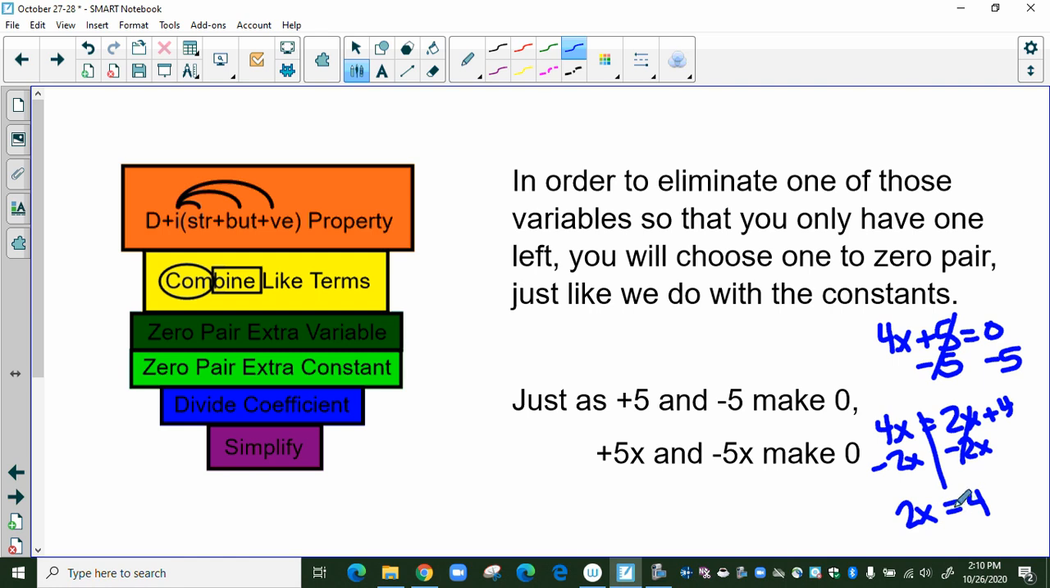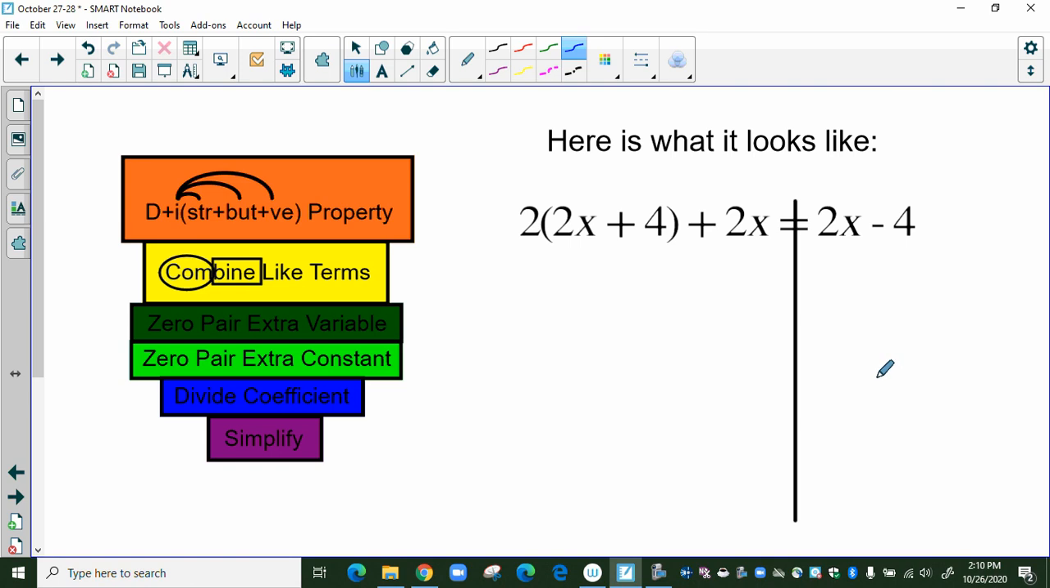I'm going to show you a bunch of examples of how to do this. It's really quite simple once you figure it out. So here's what it looks like. We're going to go through our steps like normal. I'm going to do my distributive property, which is right here. Remember, you look for the parentheses. 2 times 2x is 4x. 2 times 4 is 8. Bring down the plus 2x. Bring down the stuff on the other side.